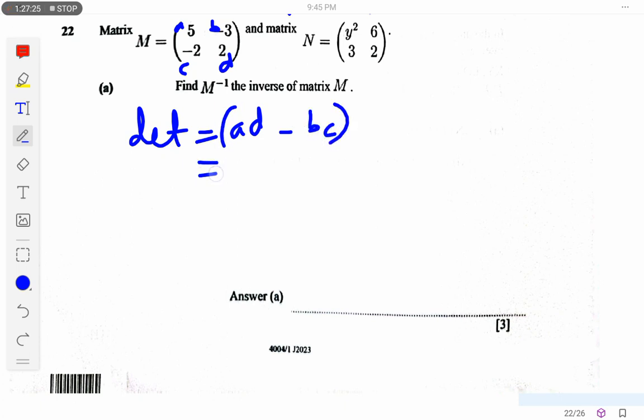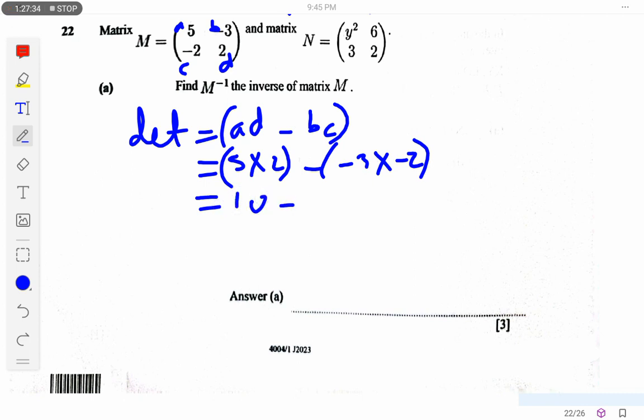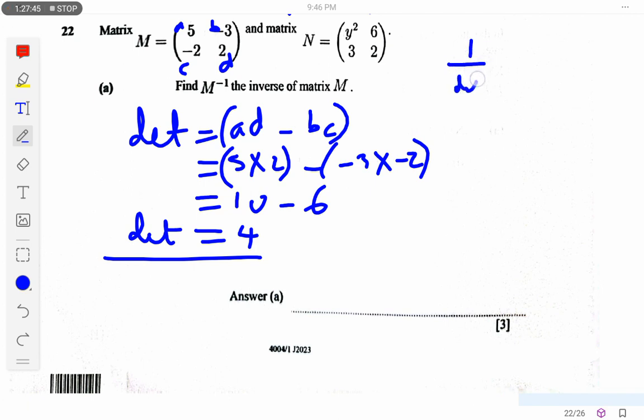Okay, so AD, that's 5 times 2, minus 3 times minus 2 there. So I'll get here a 10 and a minus 3 times minus 2, we get a 6. So our determinant is a 4. Now for the inverse, we say 1 over the determinant. Then we interchange A and D, so this will be D and A there. Then our B and C, we multiply them by minus 1, like this.